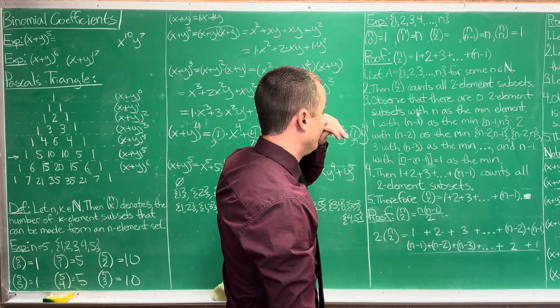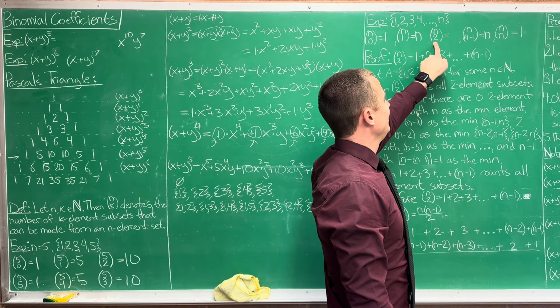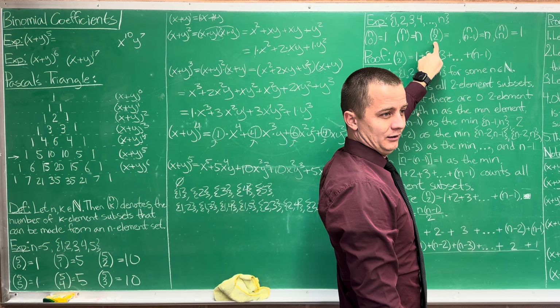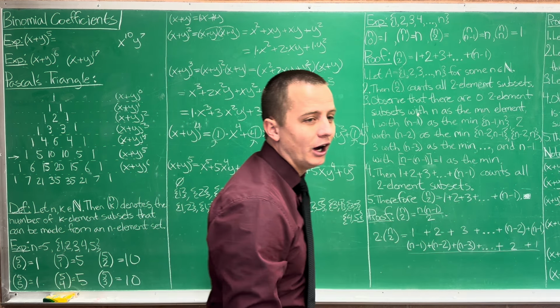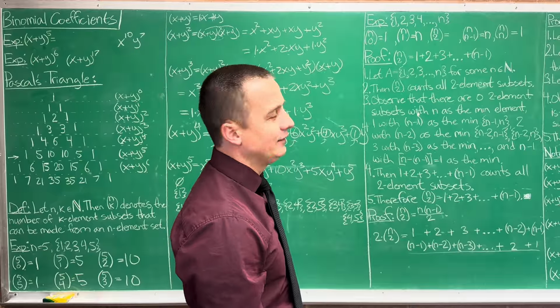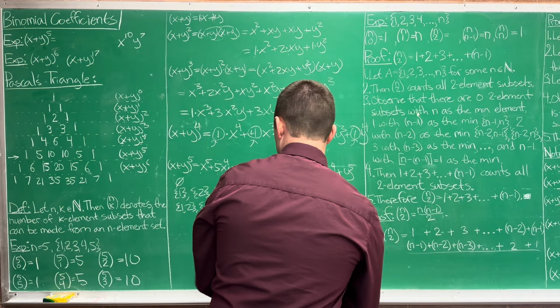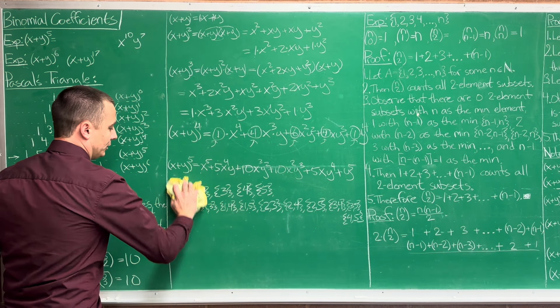Now let's try a harder problem, and think about n choose 2. And we want to come up with a formula for this. I've got n options. How many ways can I choose 2 of them? And we're going to see if we can come up with a formula for that.